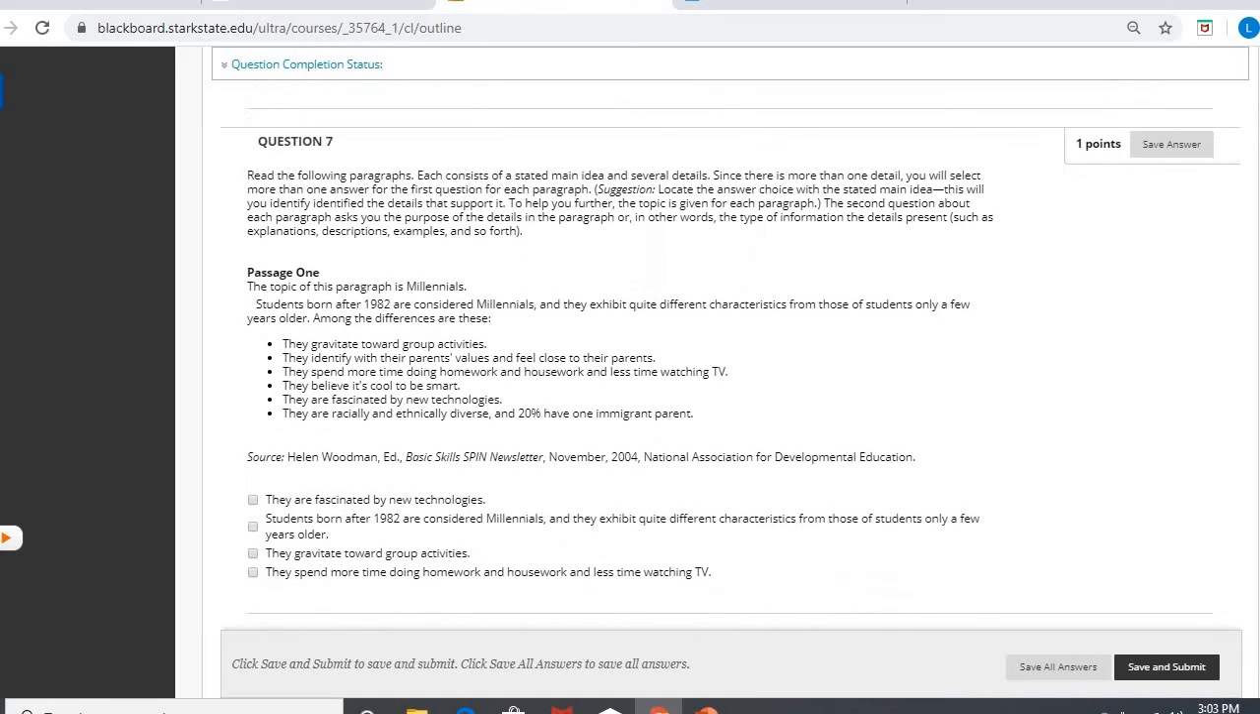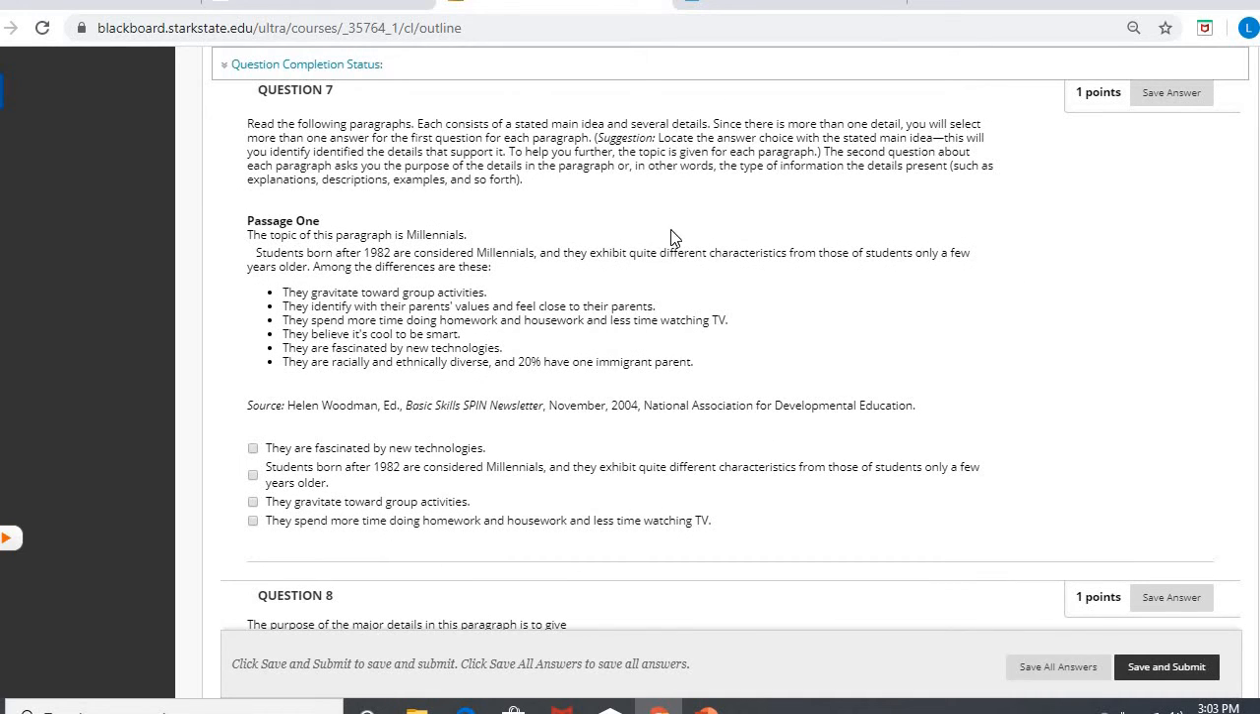Question 7. Our job is to read, and it calls it a paragraph, but it's more like a little intro and a list. And our job is to check the details. So one of these is our main idea. The rest are details, and basically that's what we're doing here. There's a stated main idea and several details. We are going to ask which of these are details.